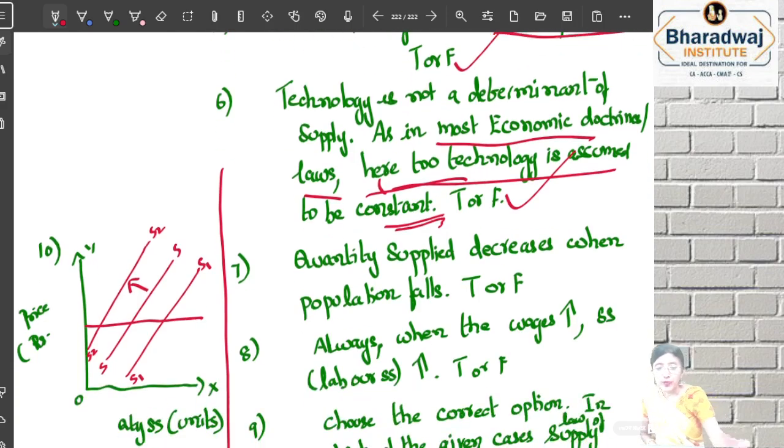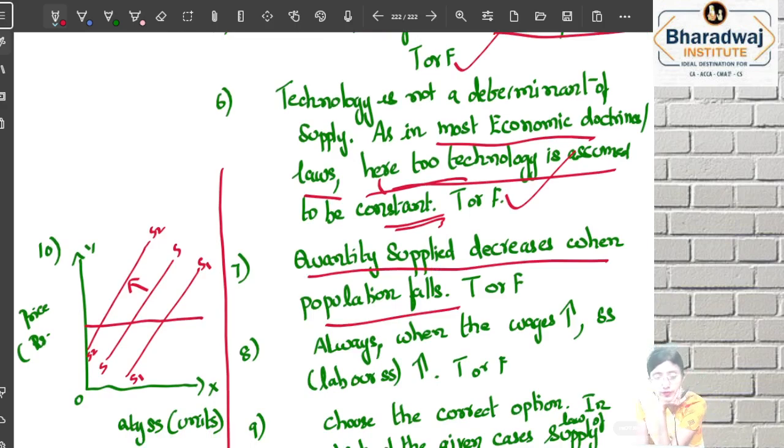Okay. Then, quantity supplied decreases when population falls. So you should have the term decreases. Okay. Factors other than price. You remember? Change in quantity supplied versus change in supply, like change in demand versus quantity demanded. It comes from there. That graphical portion, the question is asked without a graph. Okay? Yes, true. Because here price is a passive factor. Factors other than price influence. The example here is population.